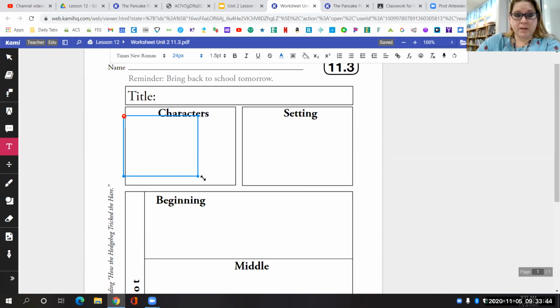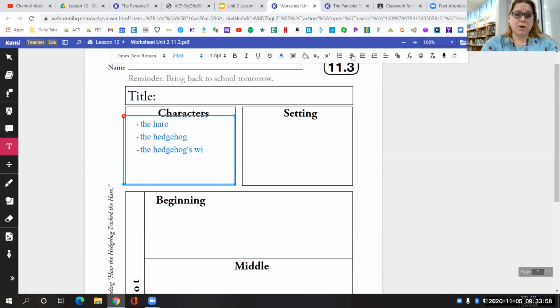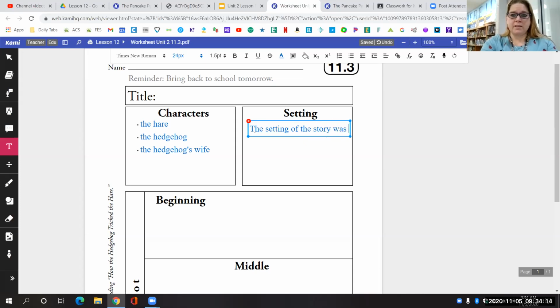Okay, in the story, The Hare and the Hedgehog, we had the hare, one of the characters. We had the hedgehog as a character, and we had the hedgehog's wife. Where was the setting of the story? Remember, we talked about this yesterday. The setting of the story was outside near the hedgehog's house.